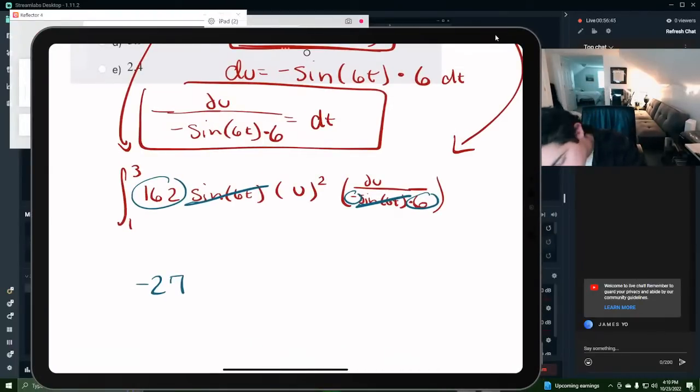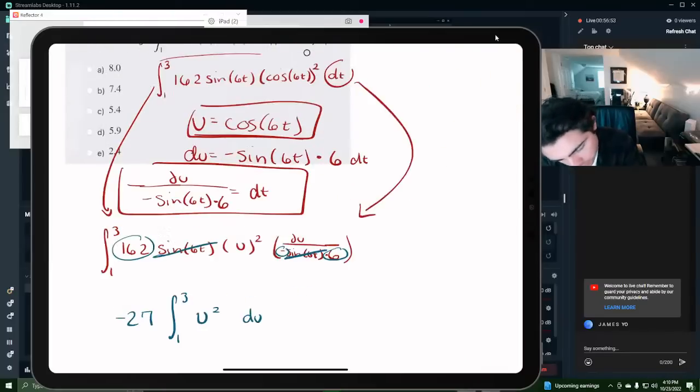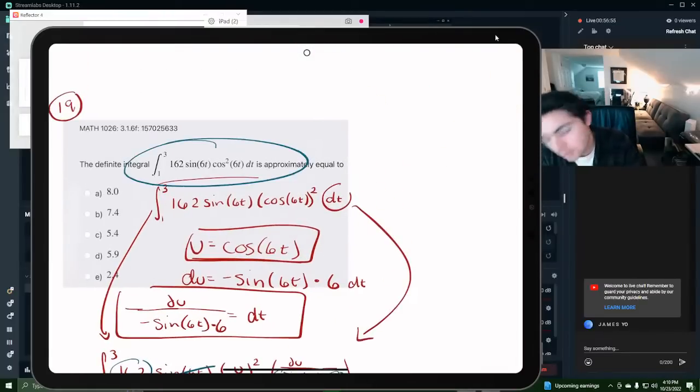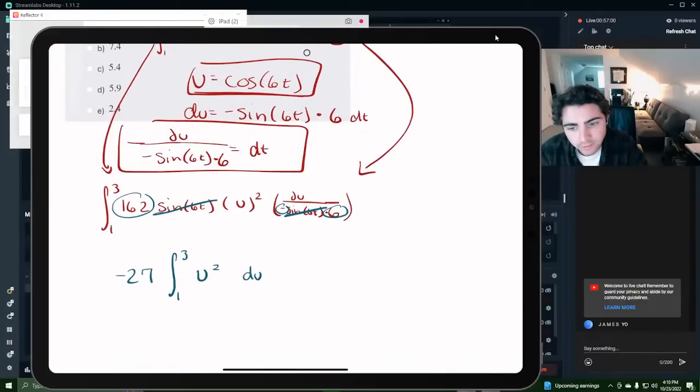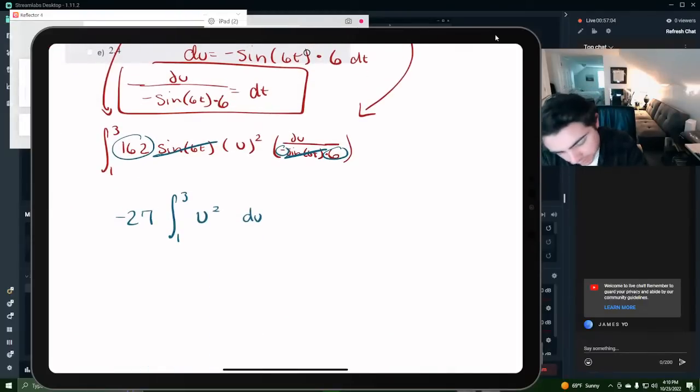Negative 27. And we have the integral from 1 to 3 of what's left. We just have u squared du. That's pretty remarkable. We just rewrote this whole integral that was in terms of t's and dt's as just negative 27 integral of u squared du. We take the integral. Finding the antiderivative of u squared, we just get u to the third over 3.